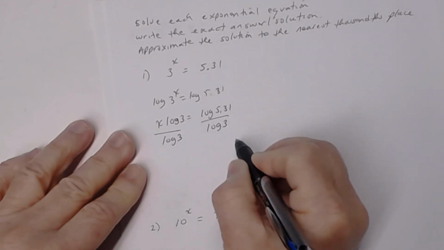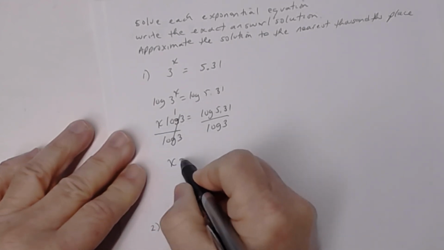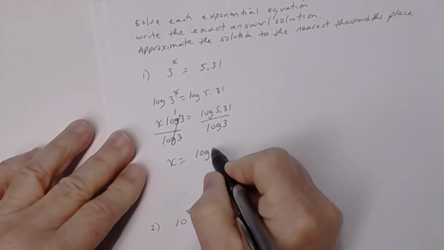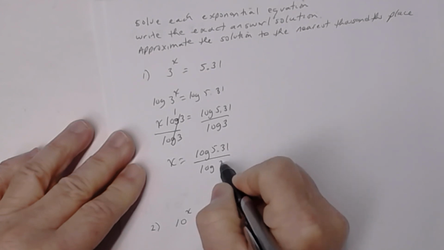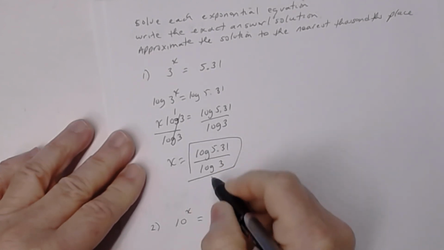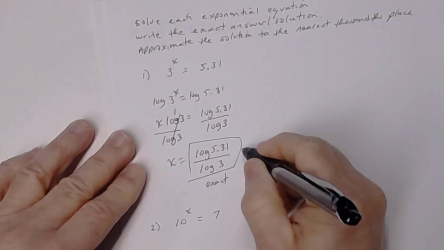Notice how it looks. And then log of 3 divided by the log of 3 is 1. 1 times x is x. I get x equals the log of 5 and 31 hundredths divided by the log of 3. And that is your exact answer. That's the exact answer. Now let's go ahead and approximate this.